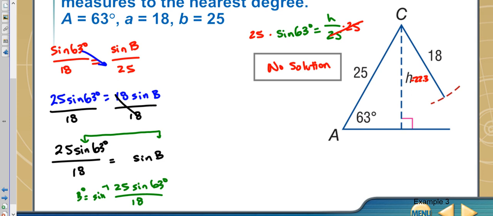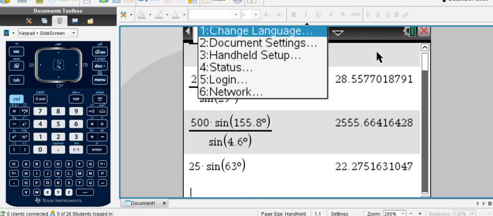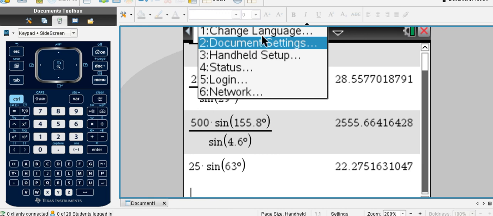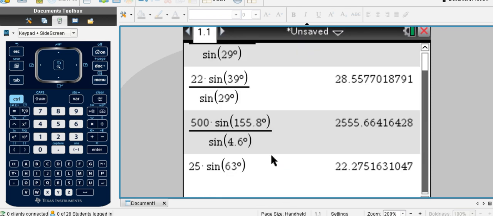Something that's very important, we need to check our mode. I am right now in the radians mode. I can tell because when I click up there, it said angle rad, which means radians. So I go to document settings. I'm going to change this to degrees. I hit make default. And so this will now work.